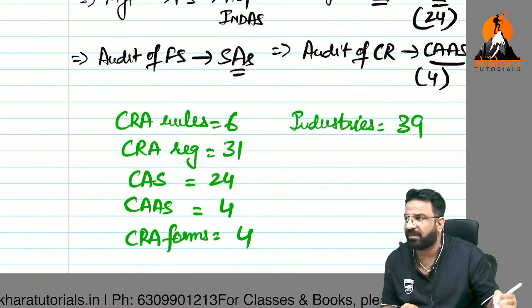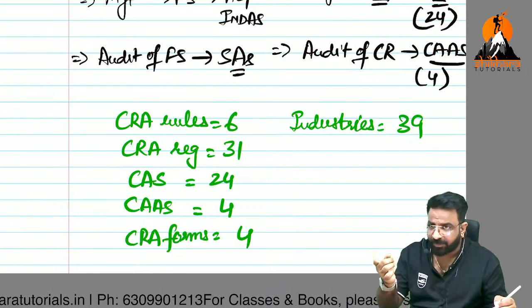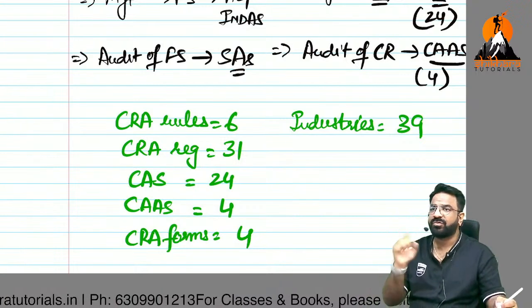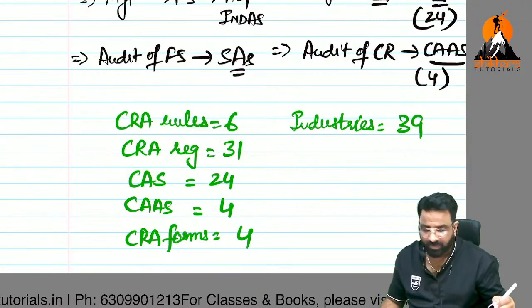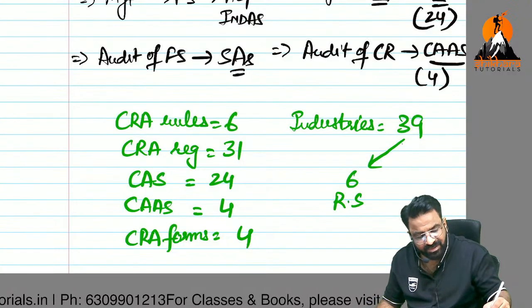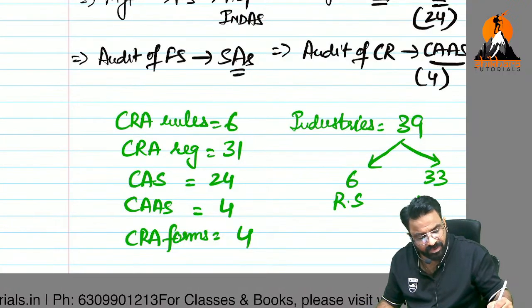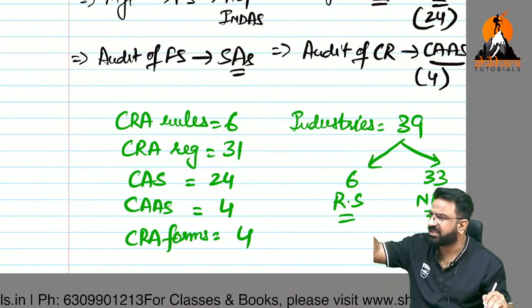And how many industries are there on which cost audit takes place? Total 39. There used to be 44 up to 2008. After 2008, the government introduced that only 39 industries will get cost audited. Out of these 39, 6 are regulated sector industries and 33 are non-regulated sector industries. That we will come to know in section number 144.